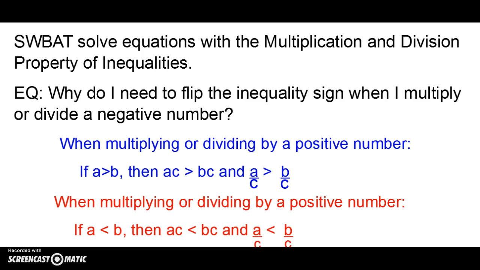That says when multiplying or dividing by a positive number, if A is greater than B when you begin, then if you just multiply C by both sides, the left will still stay greater than. Same thing over here. If you start out with A being greater than B, then if you divide C by both sides, the left still is greater. If A is less than B and you multiply both sides by C, the left is still less than. And here if you divide C by both sides, it doesn't change the inequality at all.